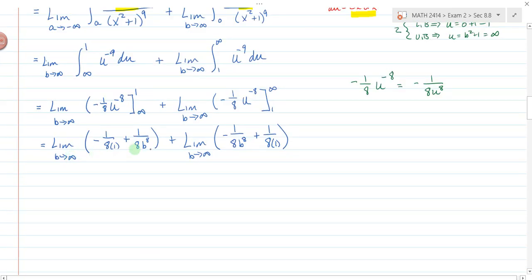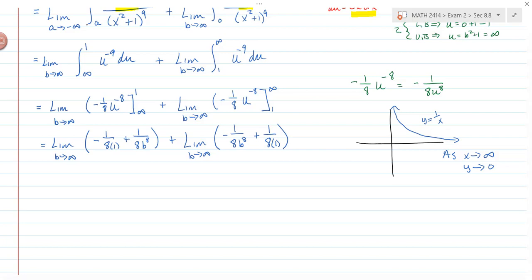Now as b goes to infinity, we're dividing by infinity. Remember what happens when you divide by infinity? Think about the graph of y equals 1 over x. As x goes to infinity, y is going to what? It's going to 0, isn't it? So when we divide a function by infinity, we're going to end up with a 0. If the denominator gets really big, the value of that fraction gets really small. So this term is going to go to 0 when I evaluate my limit, and this term is going to go to 0 when I evaluate my limit.